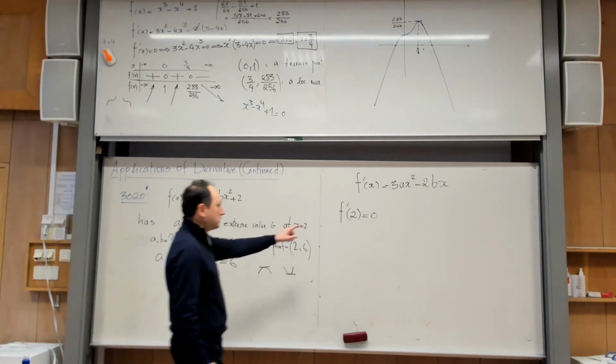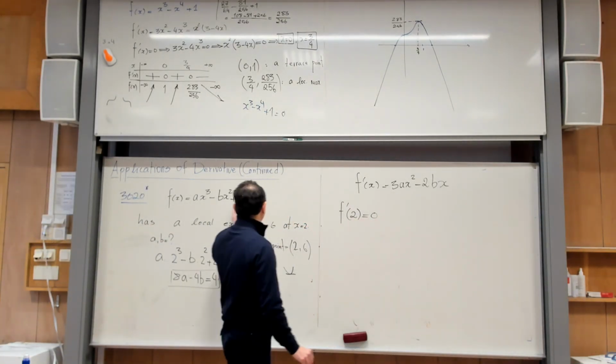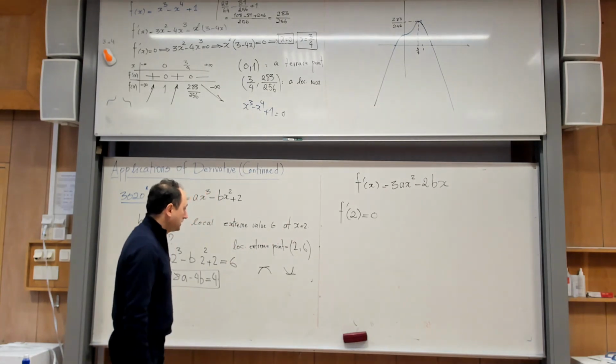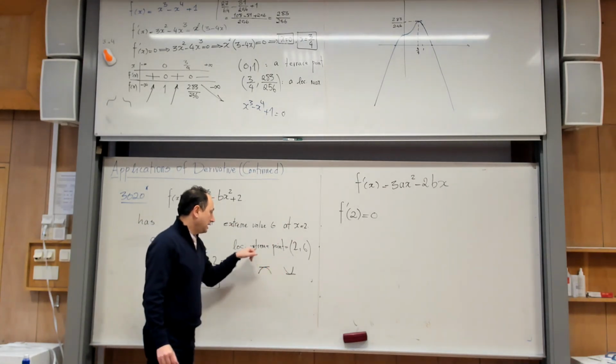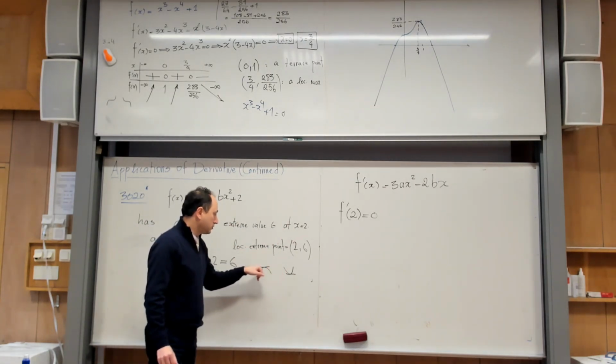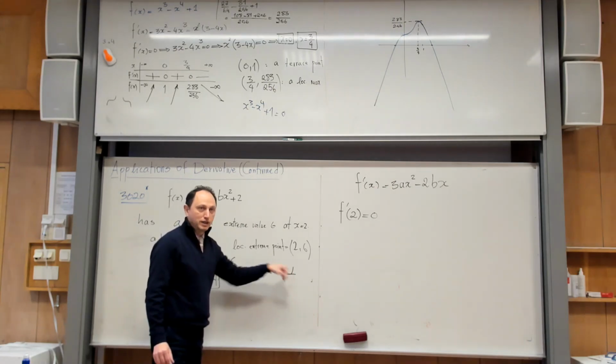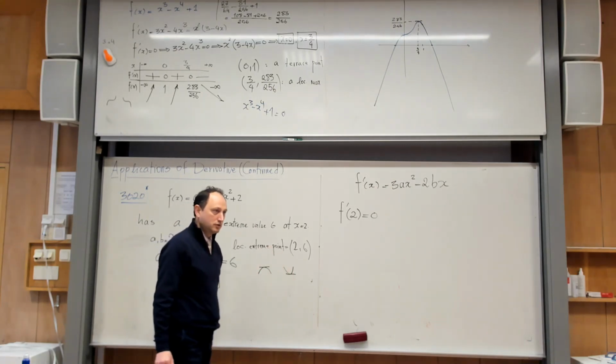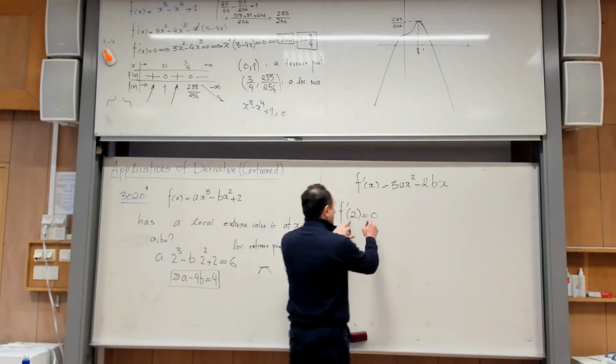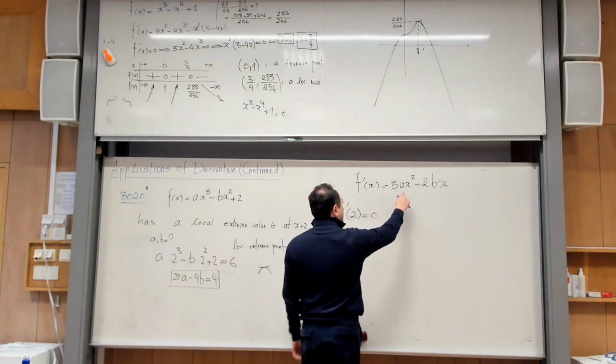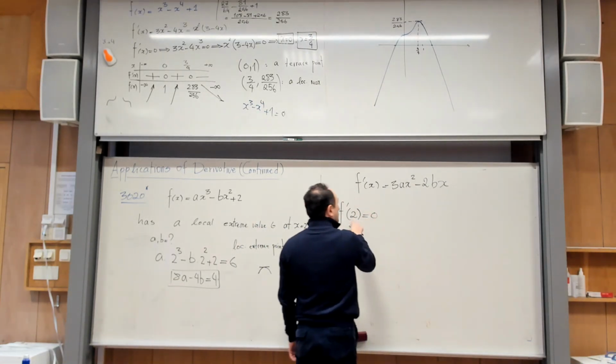So this 0 is not because the derivative of 6 or whatever is 0. It's because it is a local extreme point, so the tangent is a horizontal tangent. Whenever the tangent is horizontal, it means that the derivative at that point is 0. So then it means what? It means that I replace x with 2.